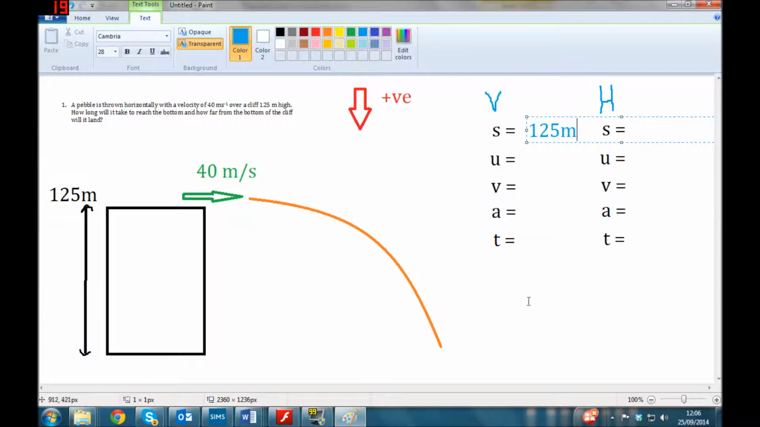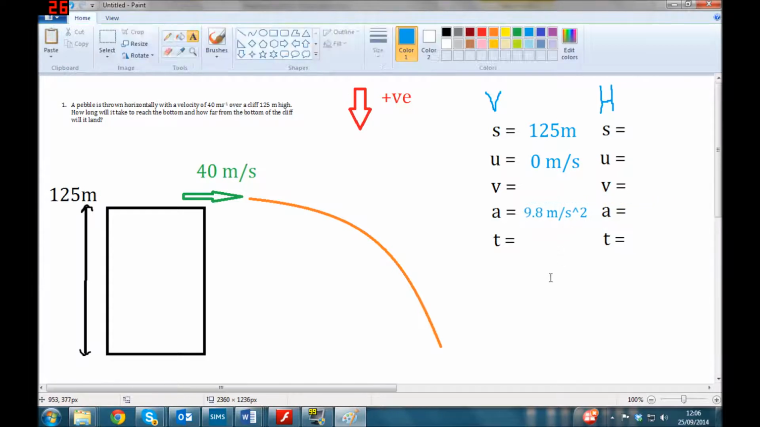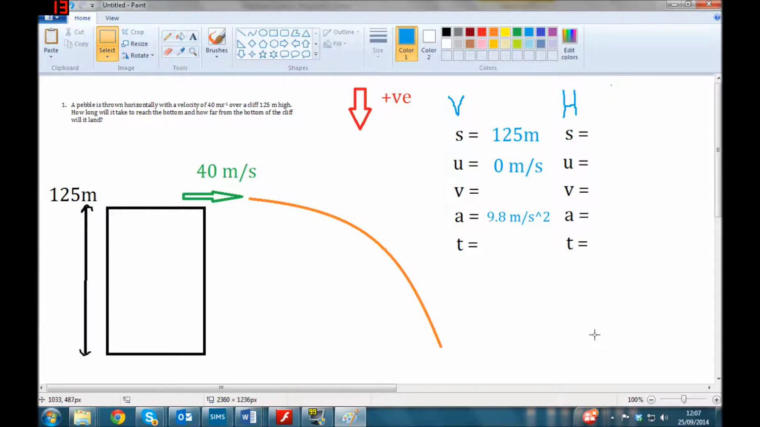Important to put your units in there. The initial vertical velocity is 0 meters per second. The final vertical velocity is unknown. And the acceleration due to gravity is 9.81 meters per second squared. I guess I'm going to need to make my text a little bit smaller. Let's drop down to 20. 9.8 meters per second squared. Okay. Notice that it's a positive value because I chose downwards as positive. Finally, the time, I don't know. Okay, so let's bring all of this just over here a little bit so we've got plenty of room.